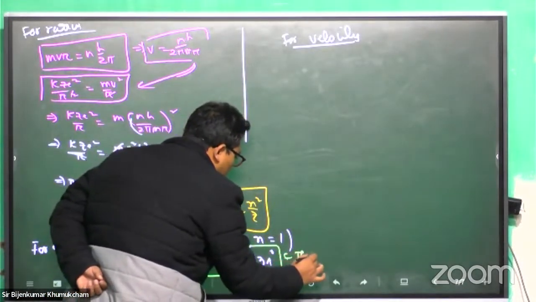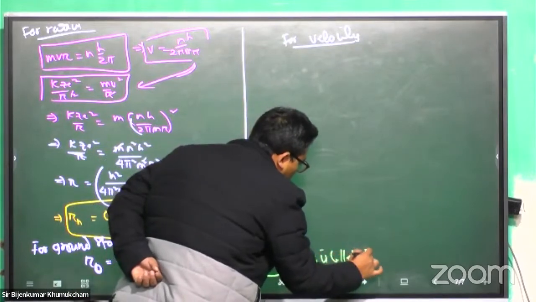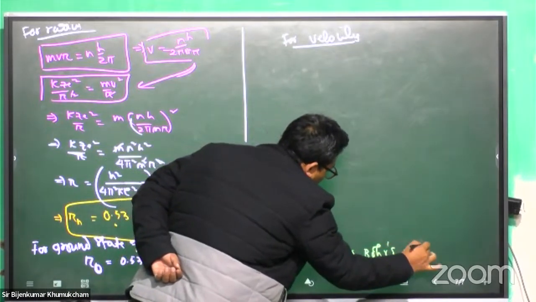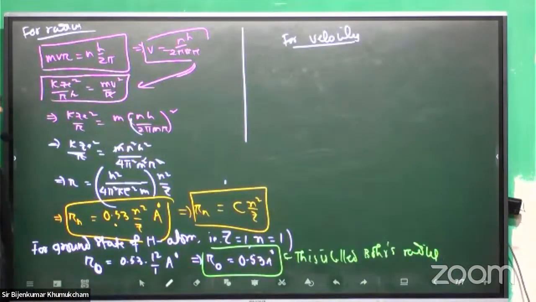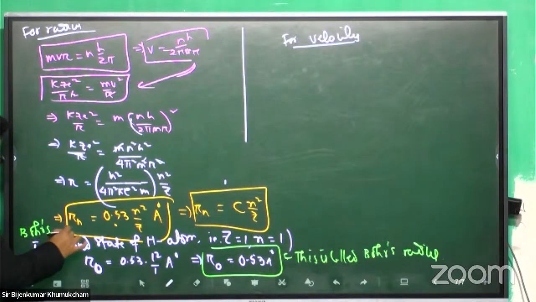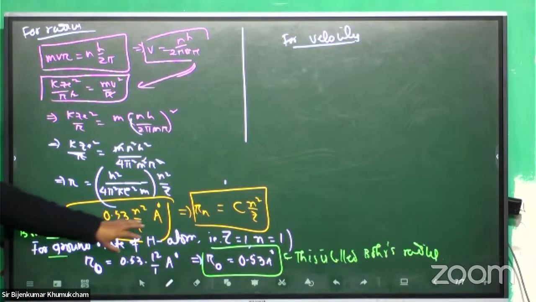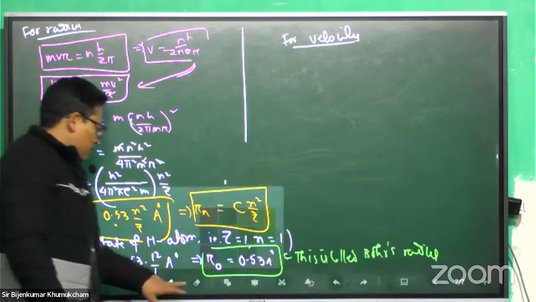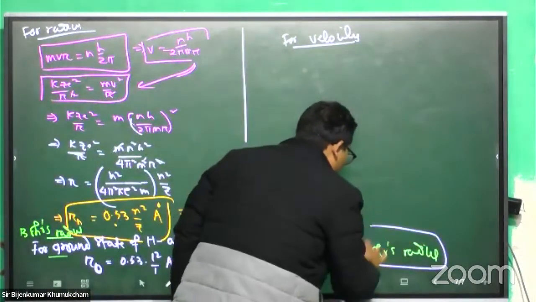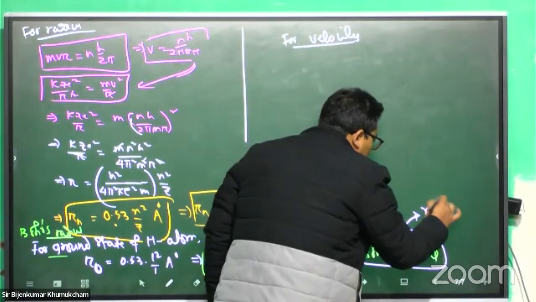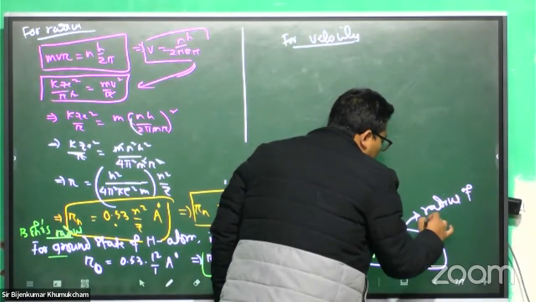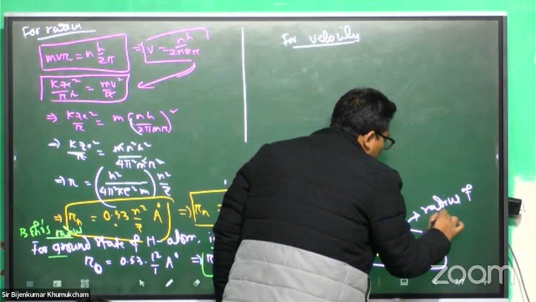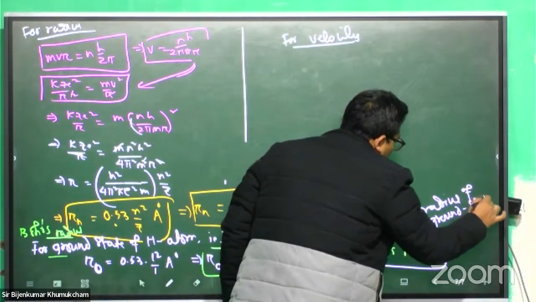This is called Bohr's radius. Understand? Then what is Bohr radius? It is the radius of the hydrogen atom in its ground state. Bohr's radius is the radius of the hydrogen atom in the ground state.